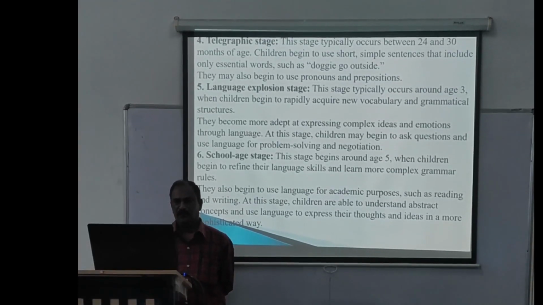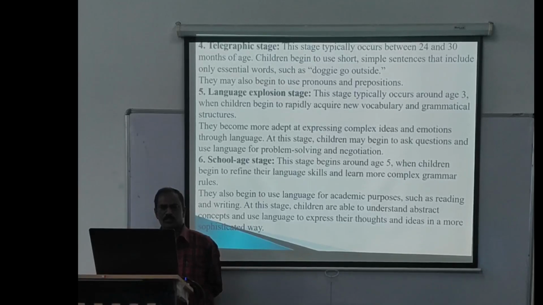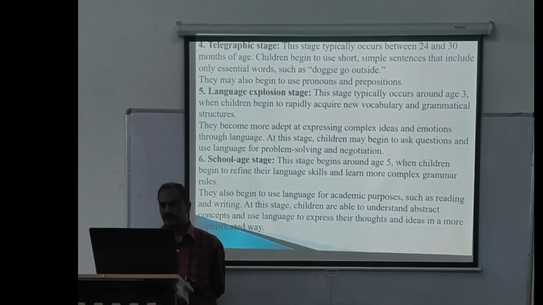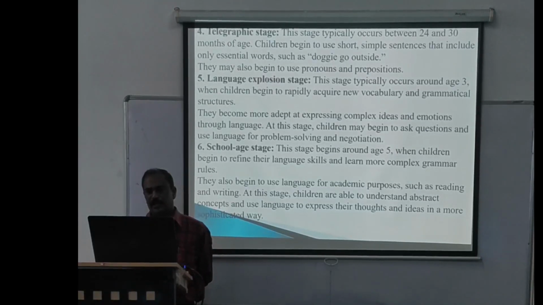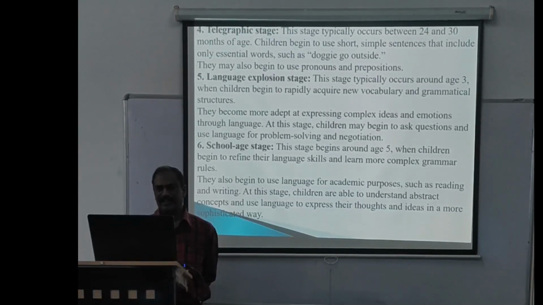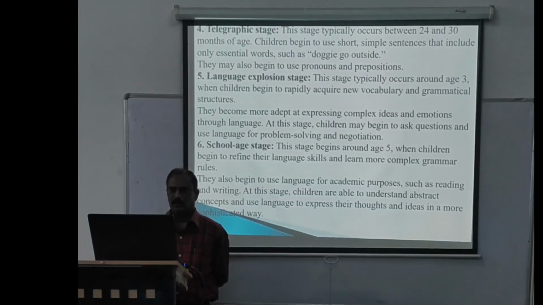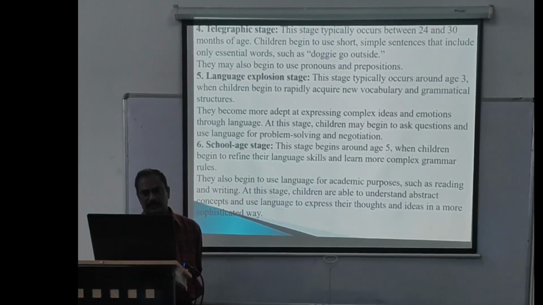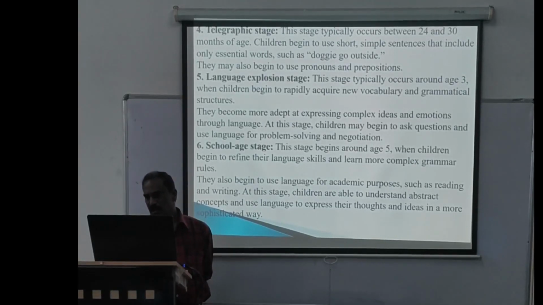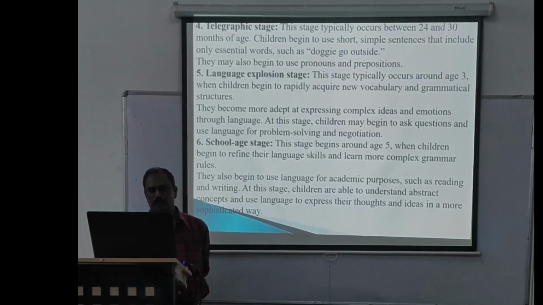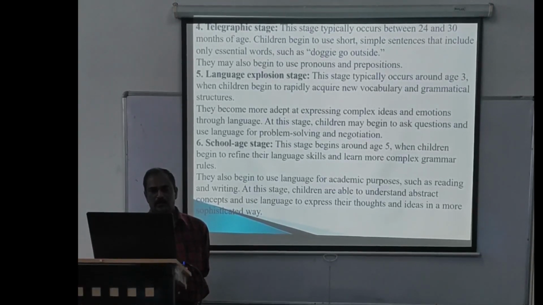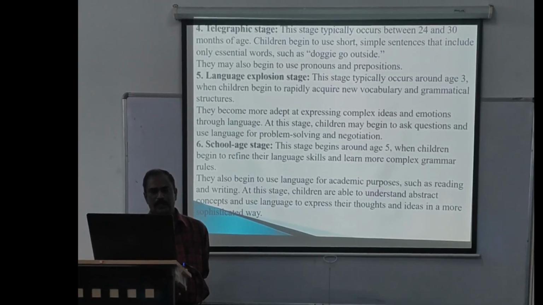And then the fifth stage, the language explosion stage. This stage typically occurs around age 3, when children begin to rapidly acquire new vocabulary and grammatical structures. They become more adept at expressing complex ideas and emotions through language. At this stage, children may begin to ask questions and use language for problem solving and negotiations.